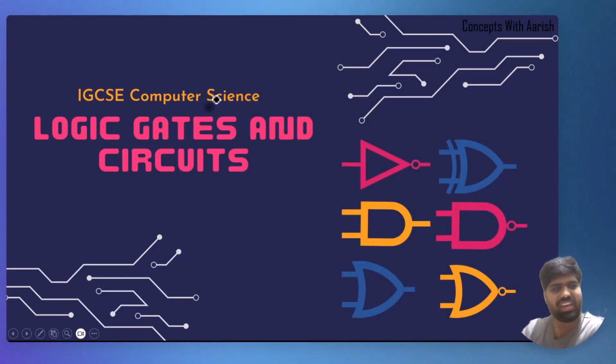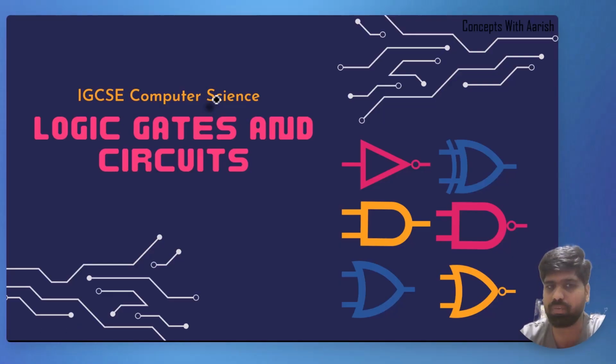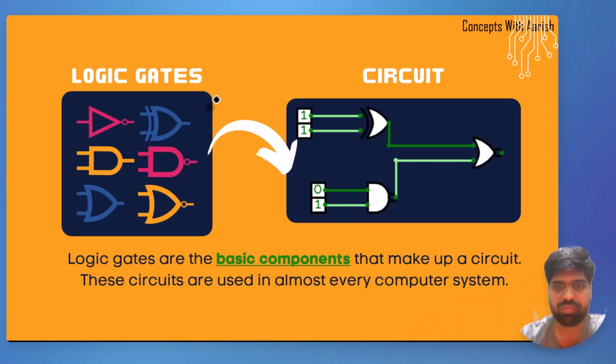Today's topic is logic gates and circuits. It's a very important topic, and if you can understand it properly, then you can easily score good grades in paper 2 as well. So let's start with the basic concept. What is a logic gate?